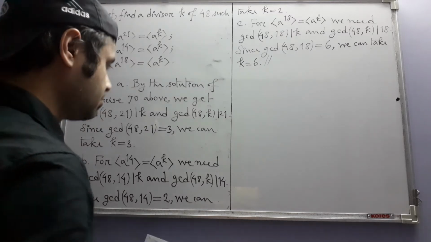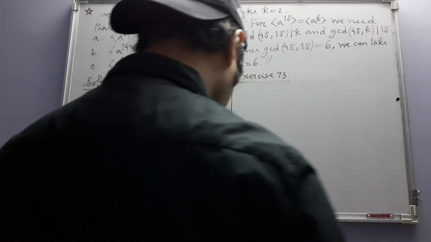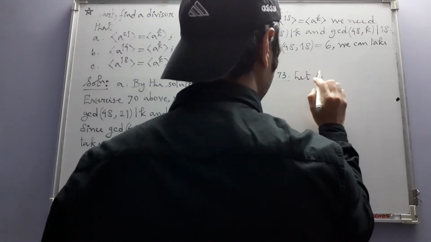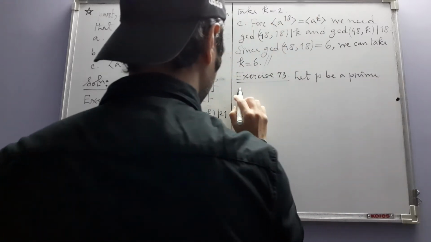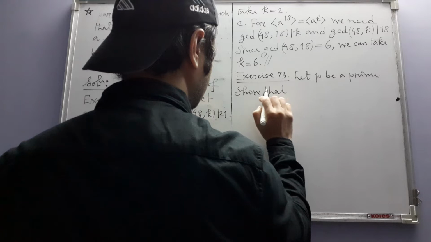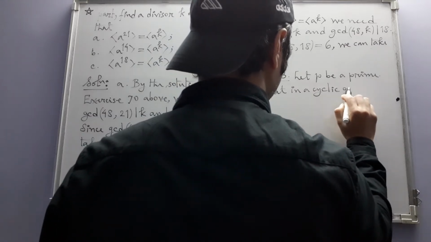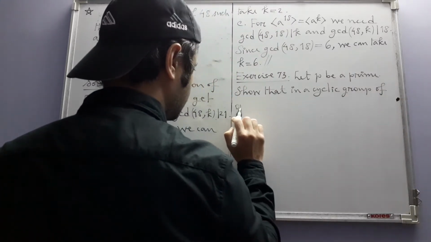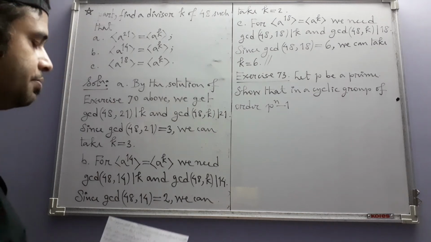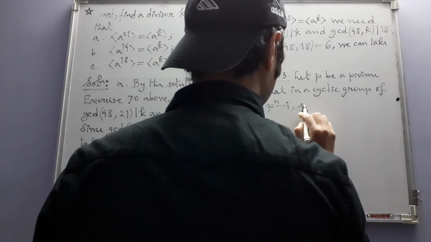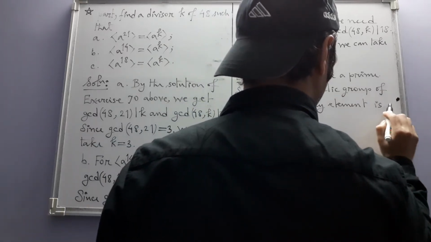Then 73. Let P be a prime. Show that in a cyclic group of order p to the power n minus 1, where n is some positive integer, every element in such a group is a pth power.